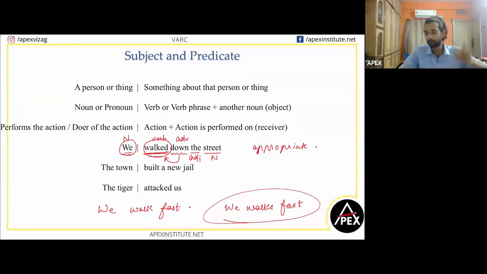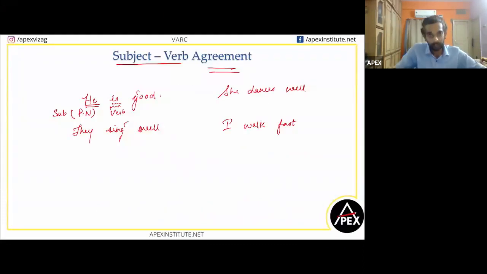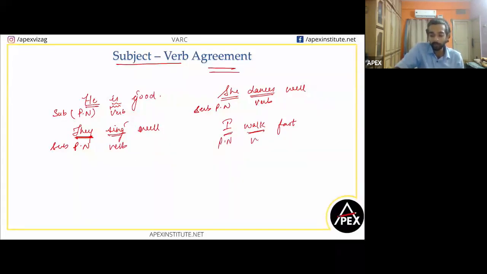Okay, no problem. So as I was saying, over here, this part is my pronoun and this is my verb, correct? What about here? "She" is my pronoun and "dances" is my verb, correct? "They" is my pronoun, which is nothing but my subject, and "sing" is the verb. "I" becomes my pronoun and "walk" becomes my verb, yeah?